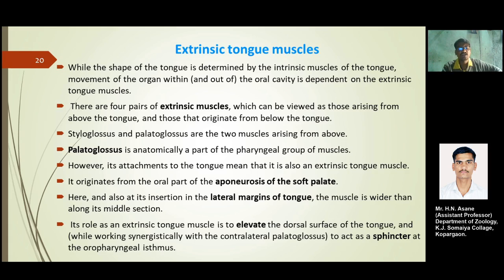Okay, so there is also the insertion at the lateral margins of the tongue, where the muscles are going to be wide, then long, and the middle sections are taken. The role of the extrinsic tongue muscles will be to elevate the dorsal surface of the tongue and to act as a sphincter at the oropharyngeal isthmus.